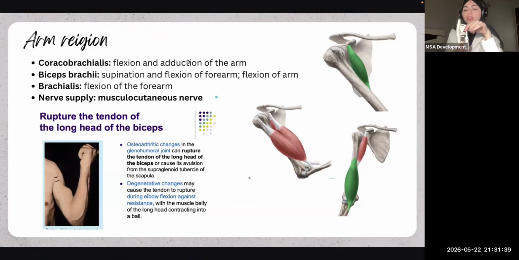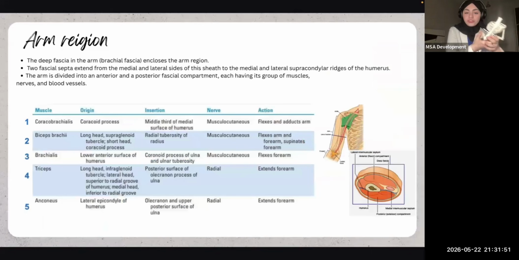Anyways, the first of all is going to be the coracobrachialis. From its name, coracoid is going to be its origin, and it's going to go and sit somewhere at the, what was it called? The humerus. Do you have to know the details as much? Not really, because these muscles are very simple, but it inserts at the medial third of the medial surface of the humerus, essentially meaning medial humerus.